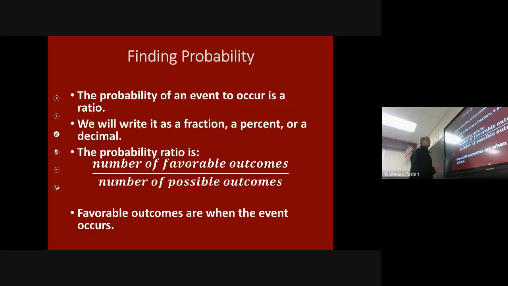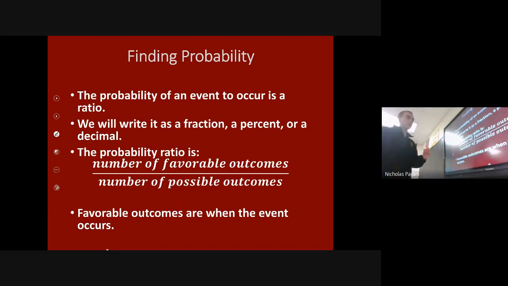Okay, so a little bit more about probability. The probability of an event happening is a ratio. We write it as a fraction, a percent, or a decimal. A lot of times we will write it as a fraction, but sometimes you're going to be asked to write it as a percent or as a decimal. And so you need to make sure we know how to write all of those. But the probability ratio is the number of favorable outcomes over the number of possible outcomes.